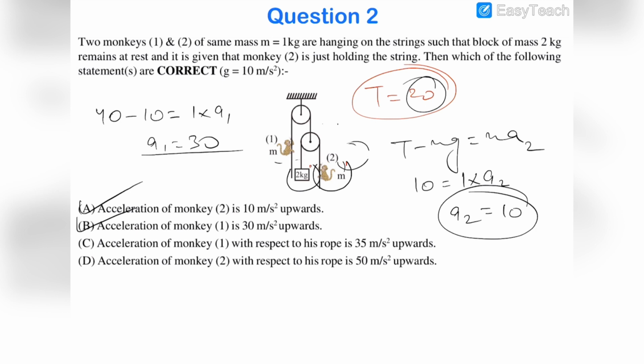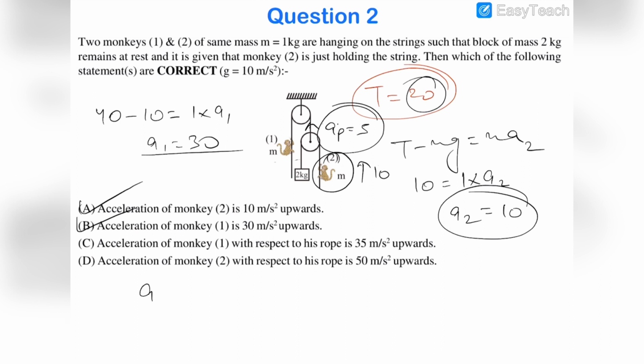Let us redraw the situation. The acceleration of this block is 0, and the acceleration of this monkey is 10 in the upward direction. So the pulley would be moving in the upward direction with an acceleration of 5, which is obtained by using the average method, (0 + 10)/2. And therefore this rope would be moving in the downward direction with an acceleration of 5.